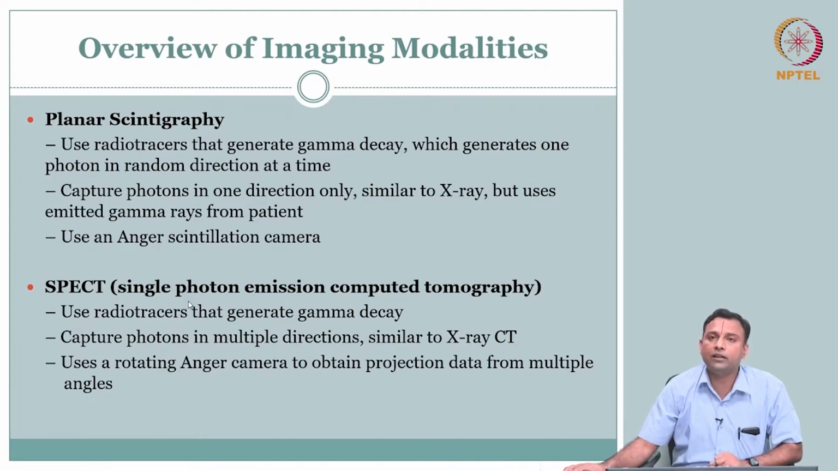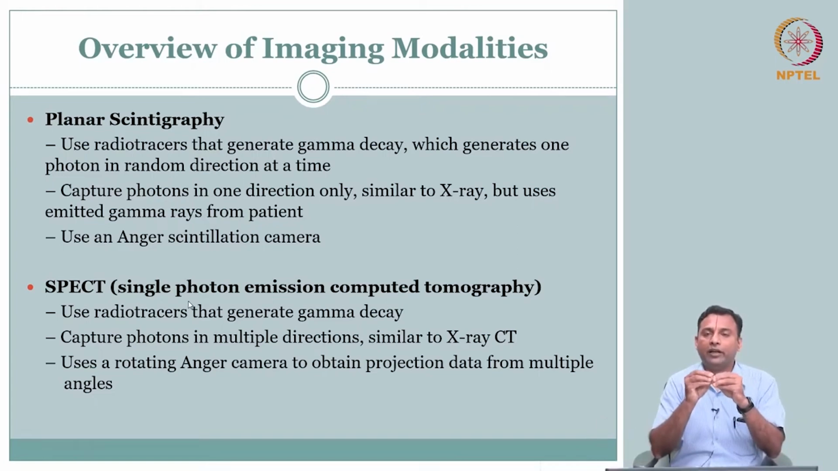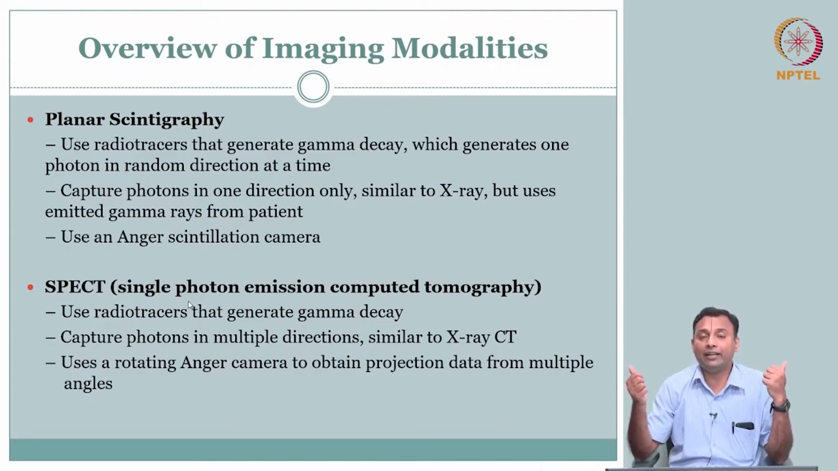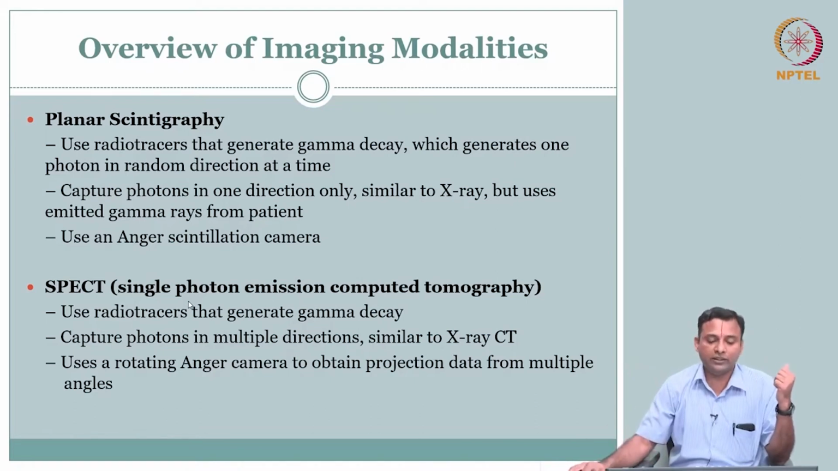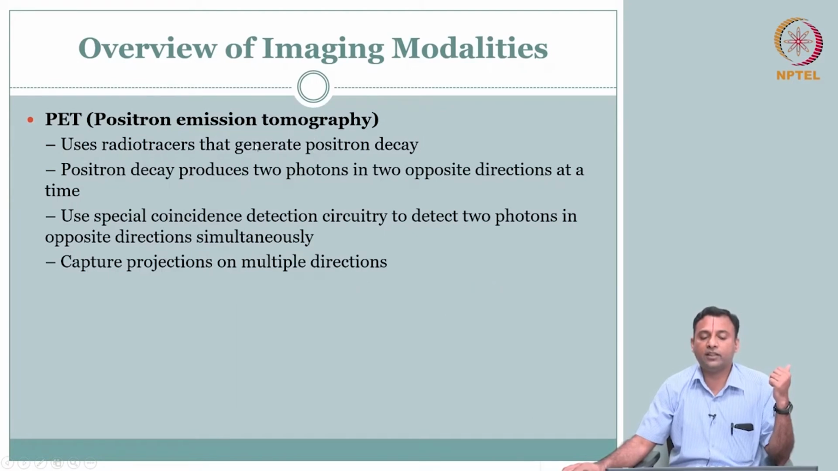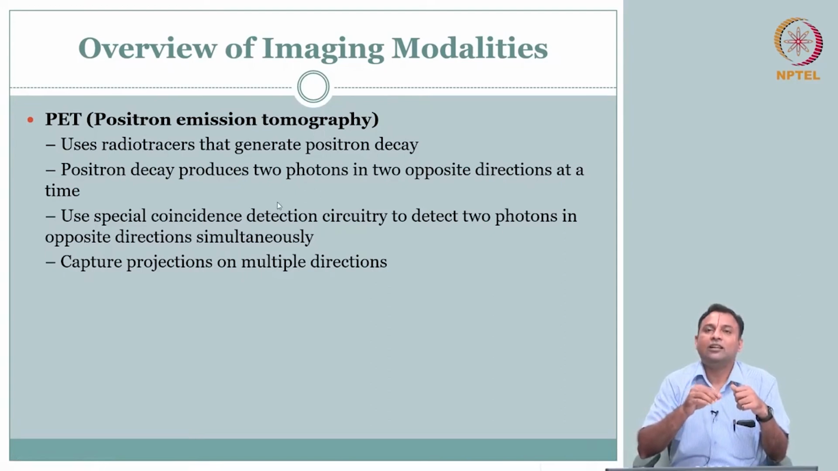What happens in positron decay? When the positron is generated, it quickly annihilates with an electron and gives out two 511 keV photons. Which direction does it give? It gives them at 180 degrees, so you have two photons, each traveling in the opposite direction. In SPECT you are just catching one photon, so it is single photon emission computed tomography. The third is positron emission tomography. In positron emission, you are not capturing the positron. The positron gives rise to two photons.